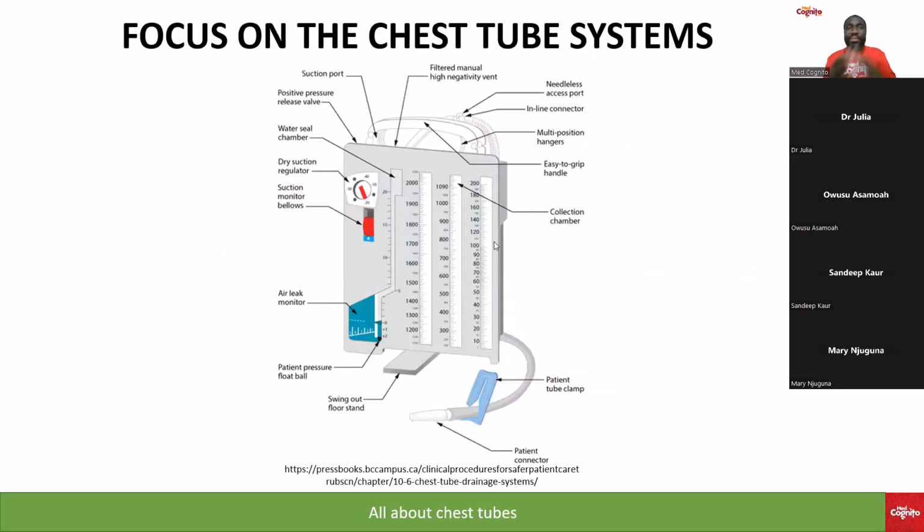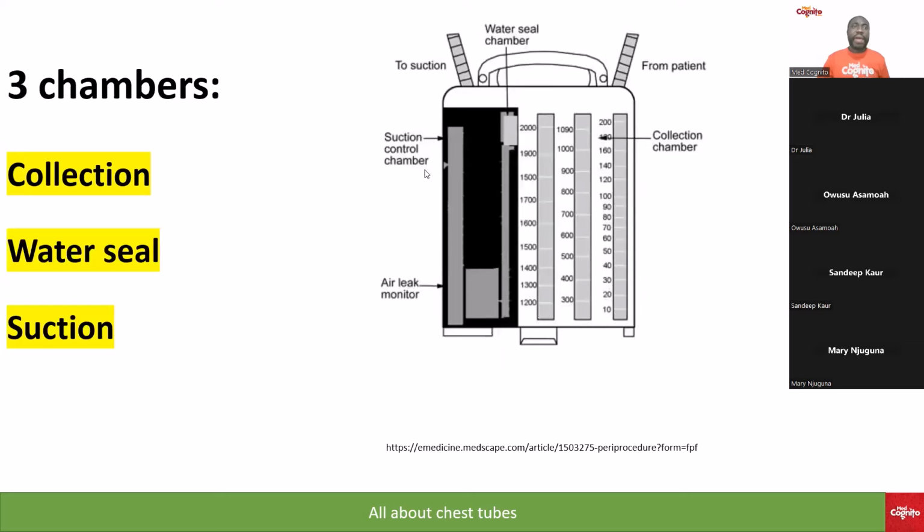So this is basically a chest tube. This is how a chest tube looks. But we are going to look at a chest tube in the context of how the exam really wants us to approach it. Now, the chest tube has three chambers, and this is something I really want you to write in your notebook. Three different chambers.